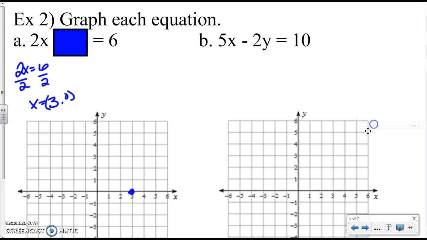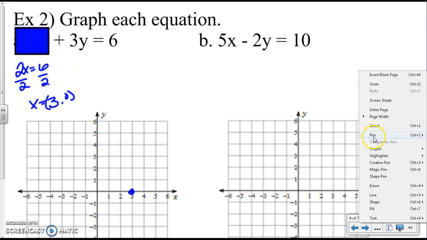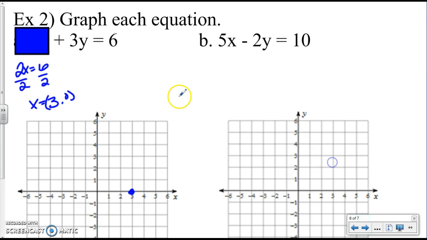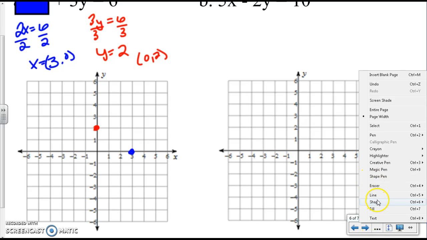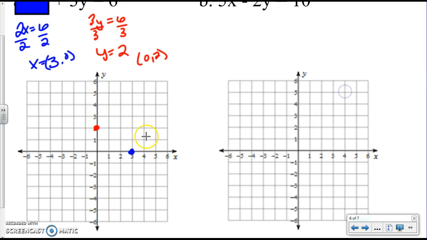I'm going to move now this box to cover up the x. So I found my x-intercept when I covered up the y. I'm going to find the y-intercept when I cover up the x. So I'm left with 3y equals 6. Divide by 3 on both sides to get y equals 2. So on my y-axis, I'm going to go to 2. This is really the point 0, 2 there. Okay. Now that I have both intercepts, I can actually draw a line to connect them. It's a nice straight one.